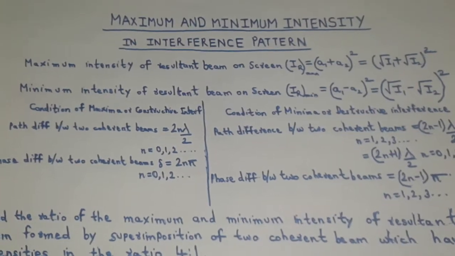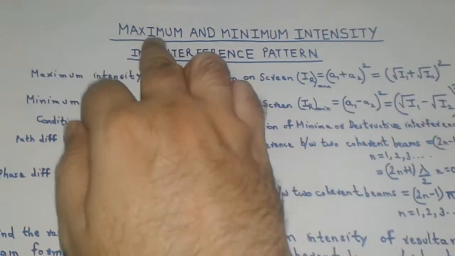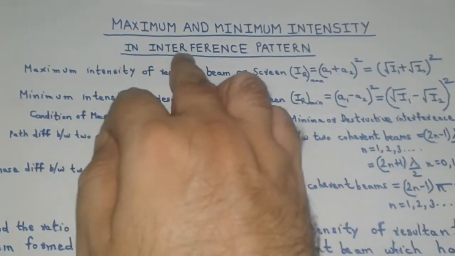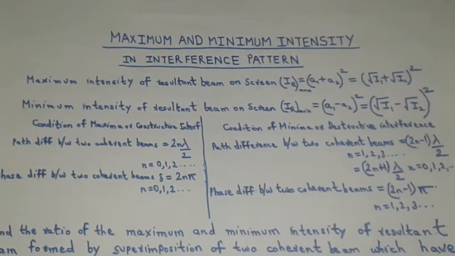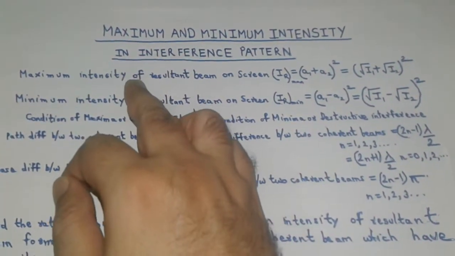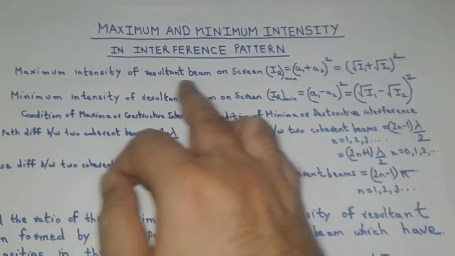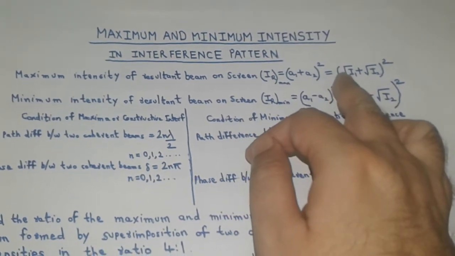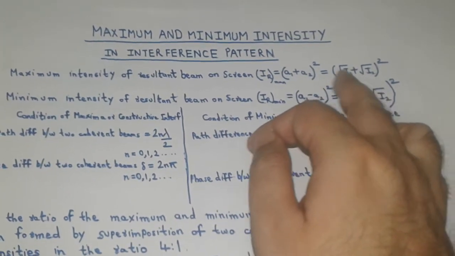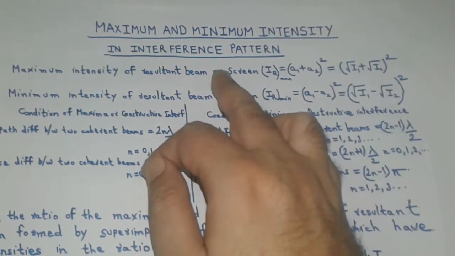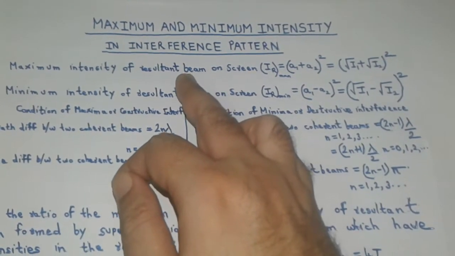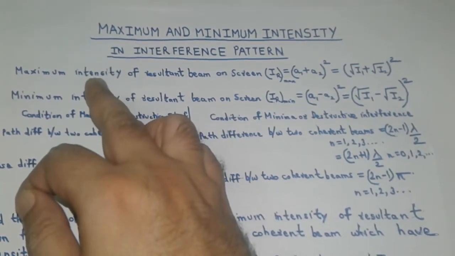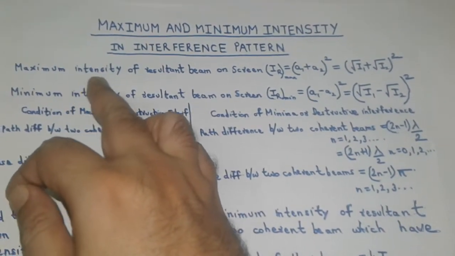Hello students, today we will learn maximum and minimum intensity in interference pattern. When two coherent beams of amplitude A1 and A2 and intensities I1 and I2 interfere in the same phase at a point, then we get constructive interference or a maxima at that point.